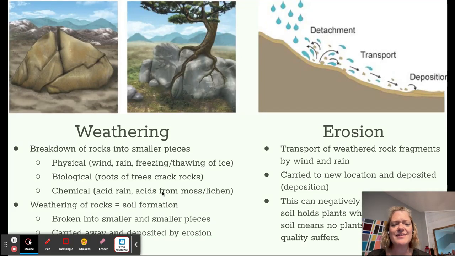Actually, I didn't think about this. I was considering moss and lichens to be biological, but technically they secrete those enzymes, which are chemicals. And so actually moss and lichens would be a chemical type of weathering. So don't make that mistake like I did.